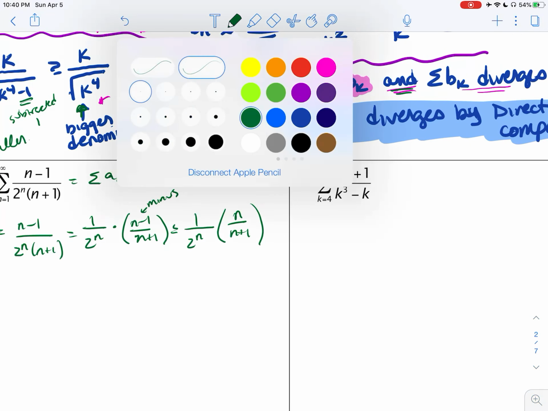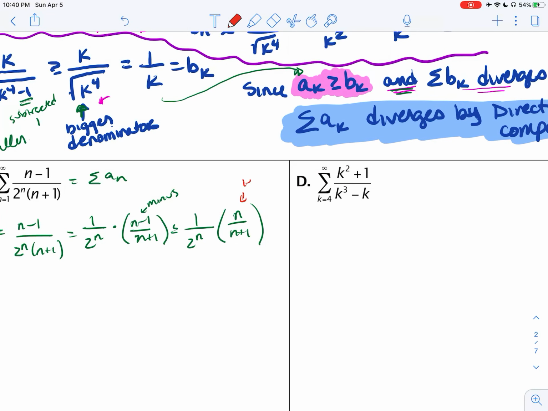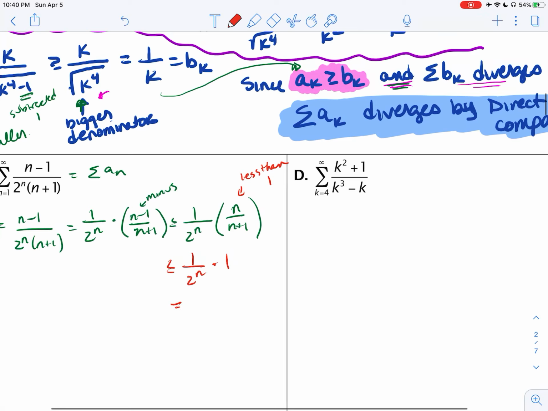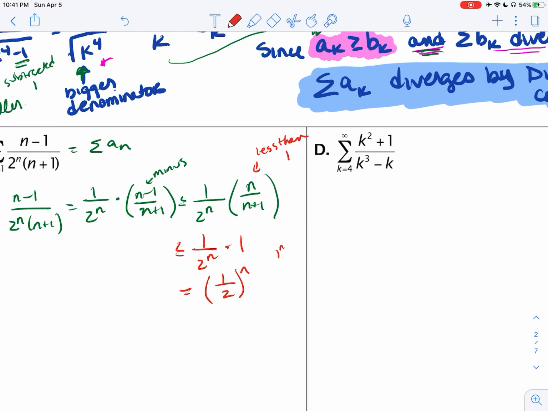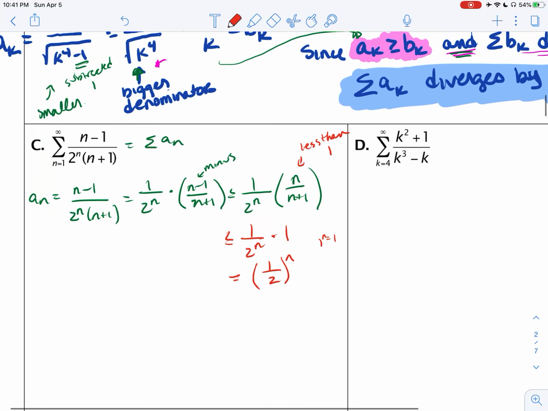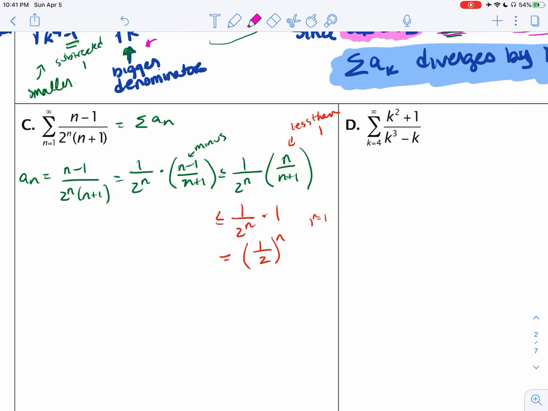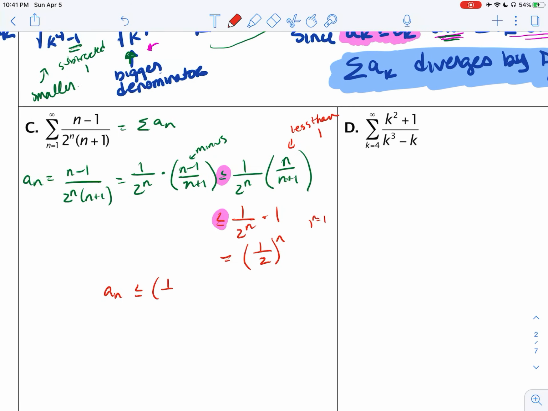But this is also, I note, less than 1. So I can say here that this is less than or equal to 1 over 2 to the n times 1. And that is actually equal to 1 over 2 to the nth power, right? Because 1 to the nth for any n is equal to 1. So I have shown here, because of this inequality sign, that my a sub n is less than or equal to 1 over 2 to the n for all n.